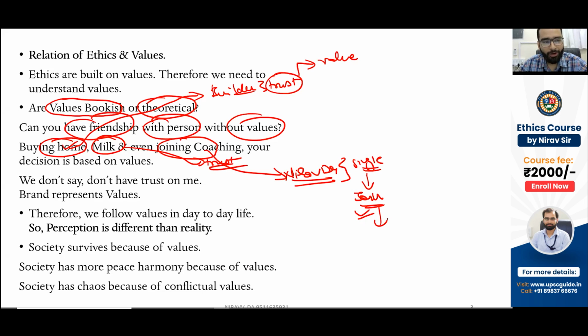So now do you agree that values are very very important? Do you agree that values are not bookish? Yes, exactly. Okay, so this is the first step you have to understand always, that अगर आपको भरोसा नहीं है ये चीज पे, अगर आपको ये कन्विंस नहीं हो रहा है, then it is going to be very very difficult for you.